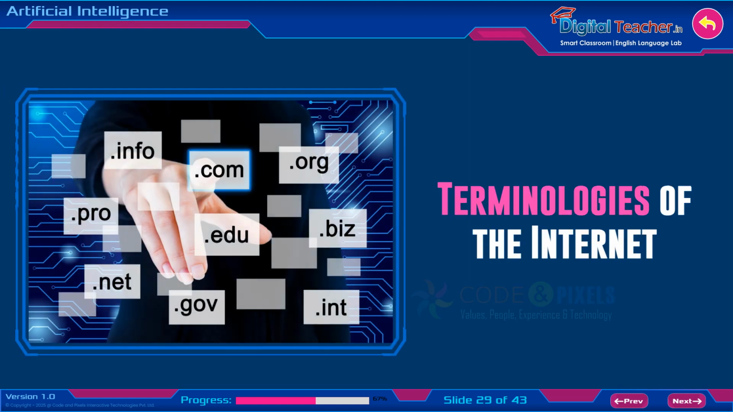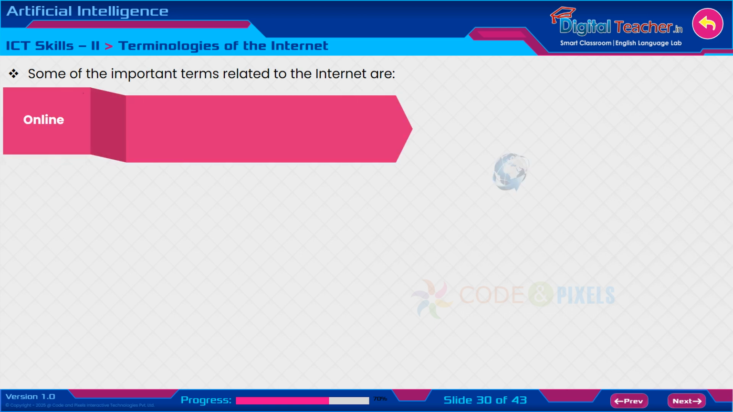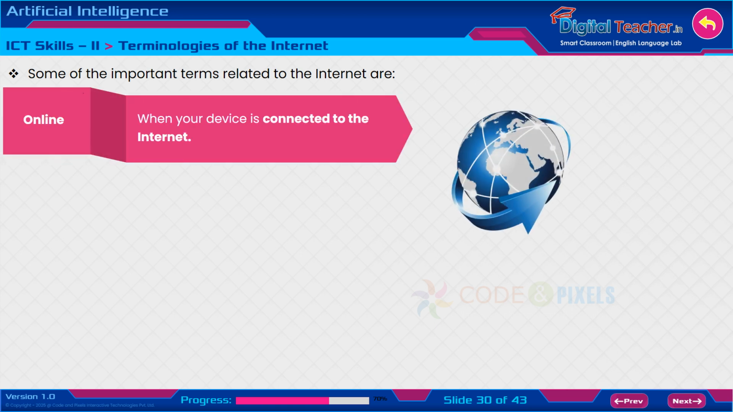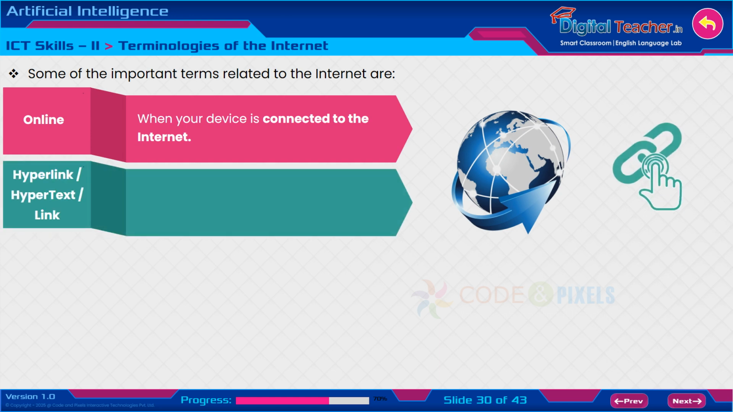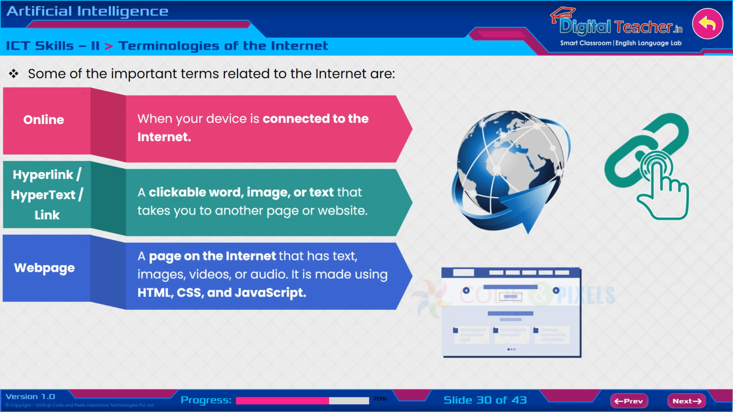Terminologies of the Internet. Some of the important terms related to the Internet are: online, when your device is connected to the Internet; hyperlink, hypertext, or link, a clickable word, image, or text that takes you to another page or website; webpage, a page on the Internet that has text, images, videos, or audio. It is made using HTML, CSS, and JavaScript.